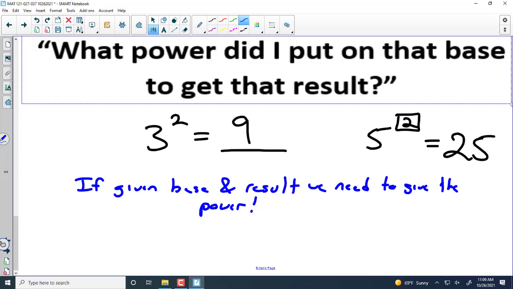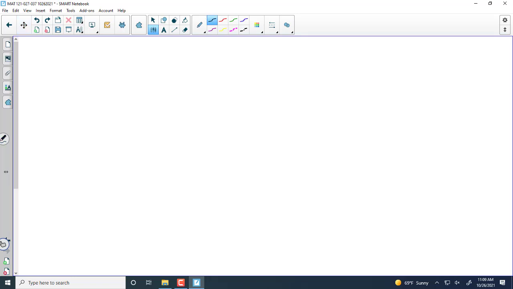This is how inverses work for exponentials. It's a brand new type of question. What power did I use? What power did I use to get there?